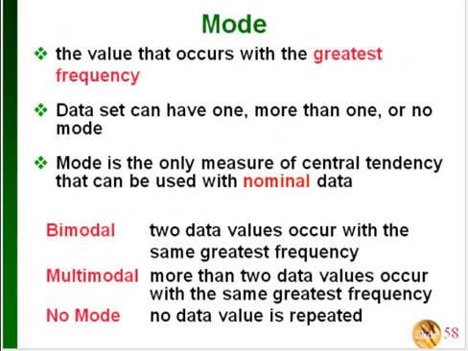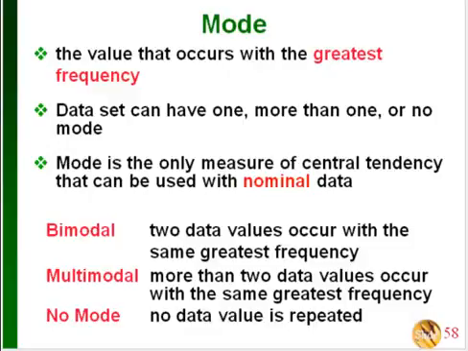Okay, the mode is just the value that has the greatest frequency. So in other words, it's the value that occurs the most. And a data set can have one mode, it can have more than one, or it can have no mode if there's no value that's repeated. One important thing about the mode is that it's the only measure of center that we can use with categorical data. If we just have categorical data, then this is the only way that we can tell anything about the center of the data.